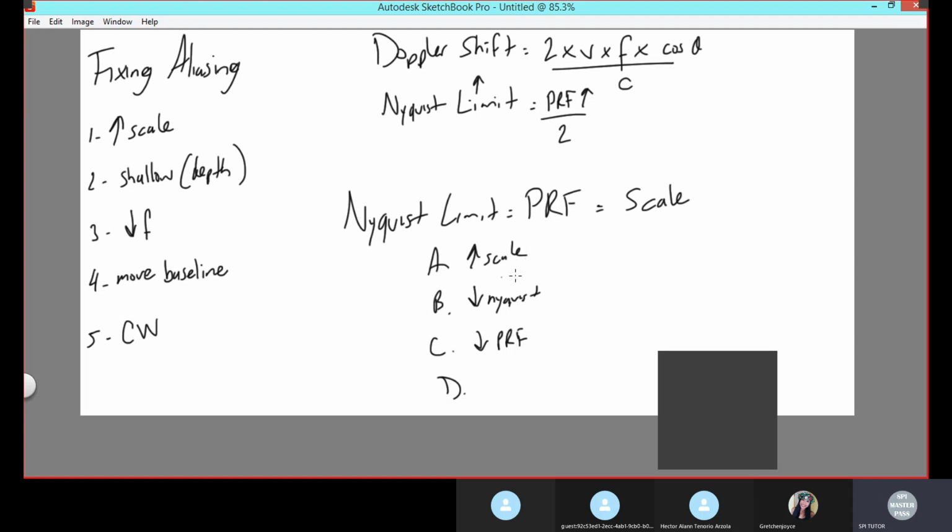Because if you don't know that they're basically doing the same thing, you have one that says to increase the scale and the other one says to lower the Nyquist limit. So this can get a little bit confusing. But if you know that they both behave the same way to fix aliasing, then that really helps to narrow things down.